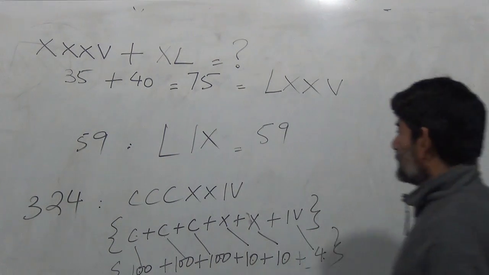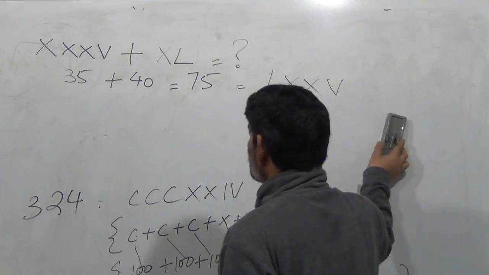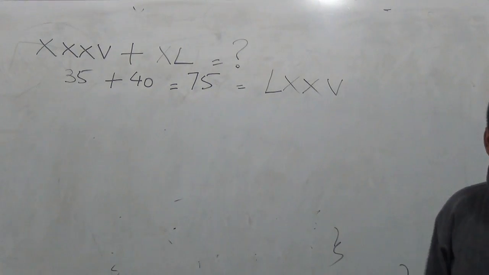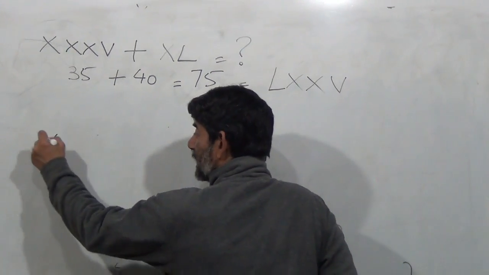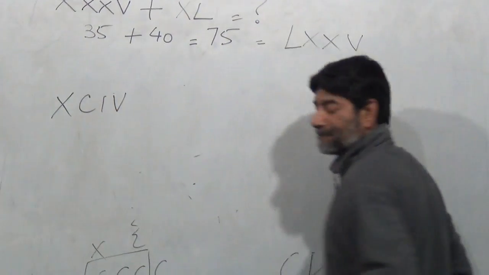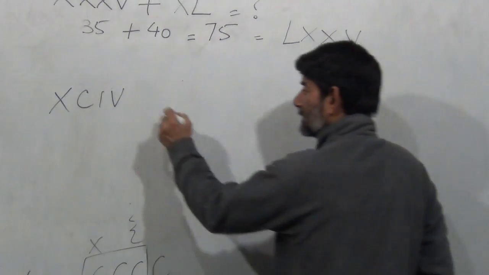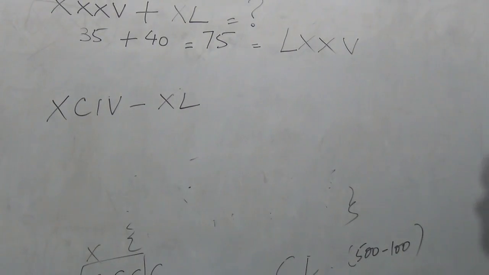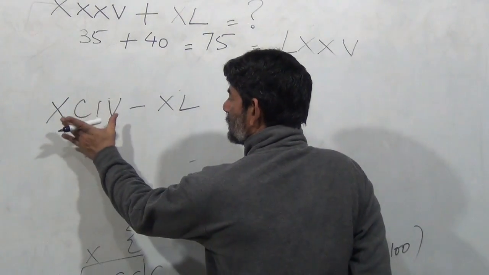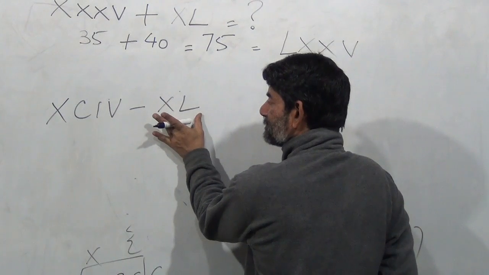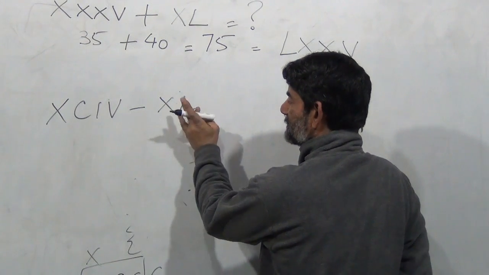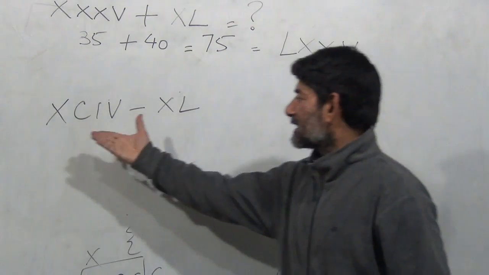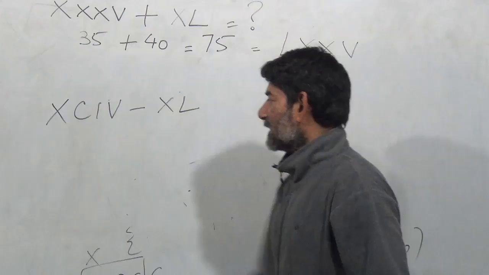Now let's look at a question in which there is subtraction. For example, let's see, XCV minus. Now let's look at this number. Whatever this number is, and this is easy, we can just see it. That's a 50 minus 10. Smaller number comes before the bigger number. So 40 is getting subtracted from something. What is this something?